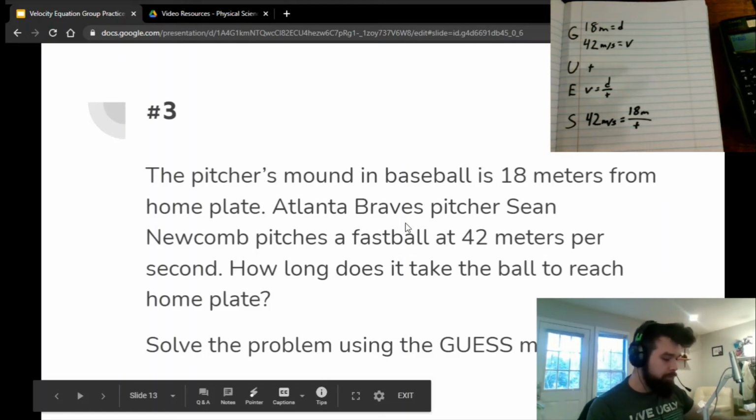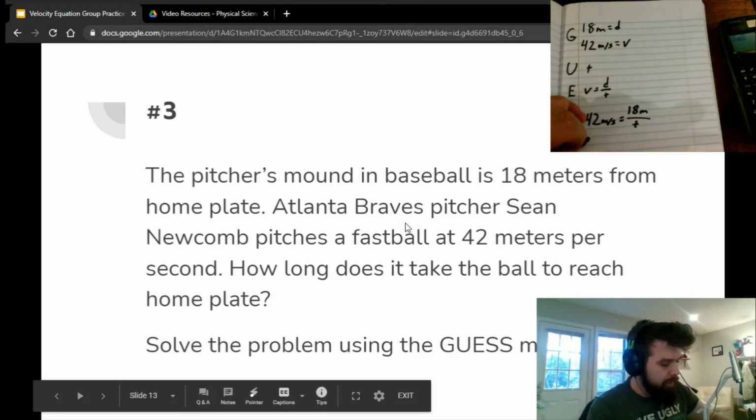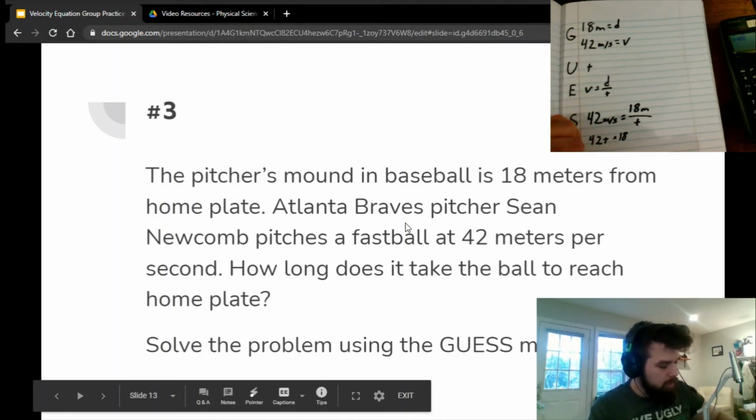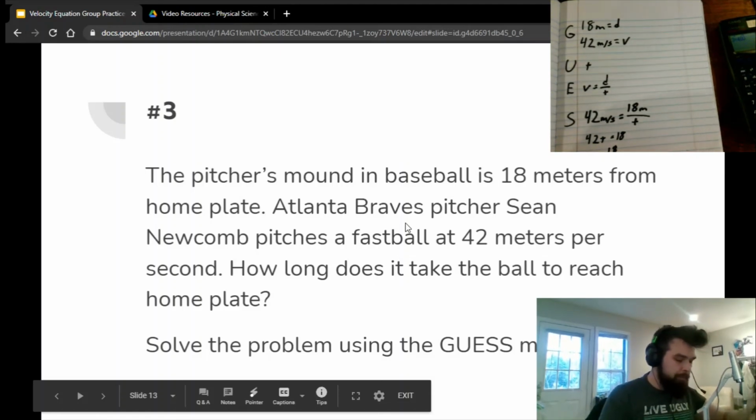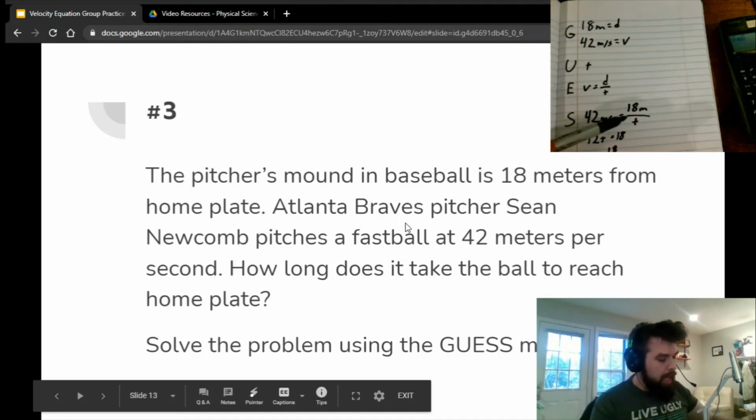The way that I like to do this is in 2 steps. I like to multiply by t on both sides. And then I'll divide by 42 on both sides so that t is by itself. You may have been told to cross multiply. This is the way that I like to do it. There's more than one way to solve a math problem. So I multiplied by t on both sides and then divided by 42.